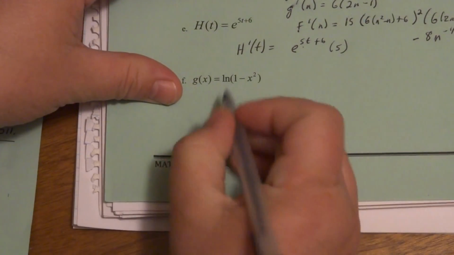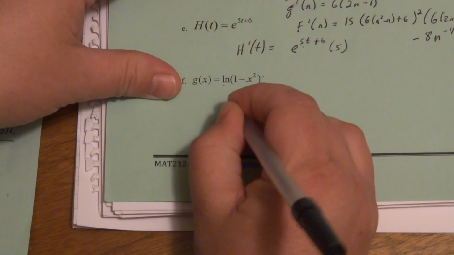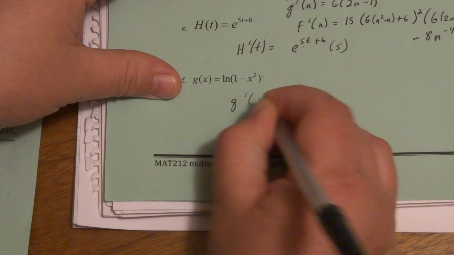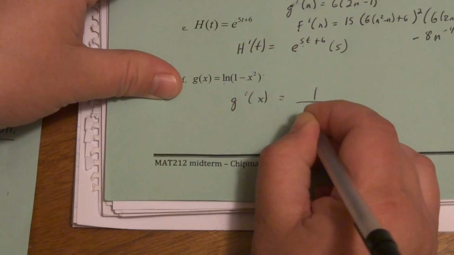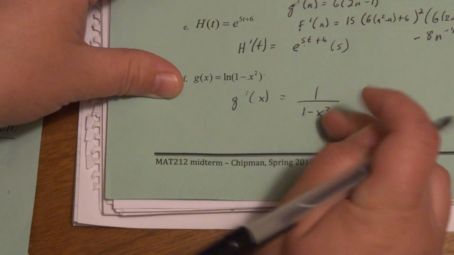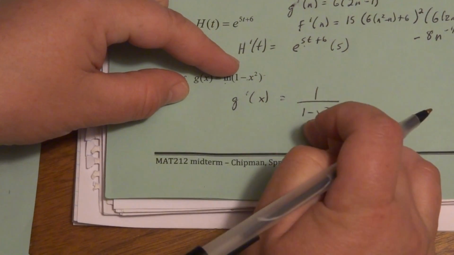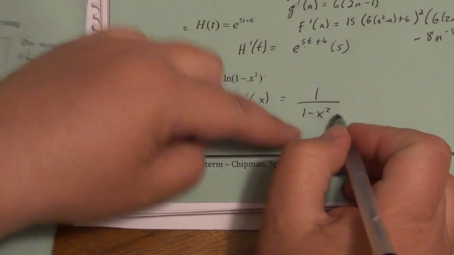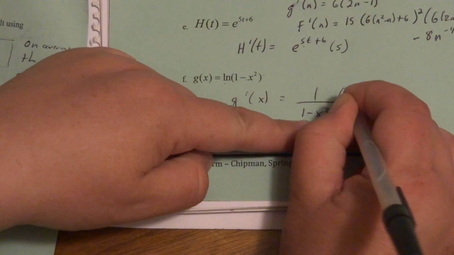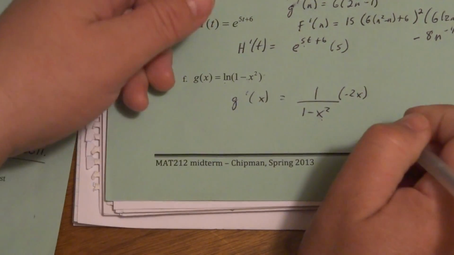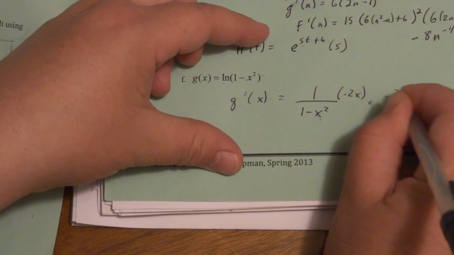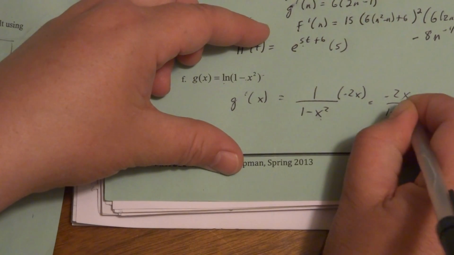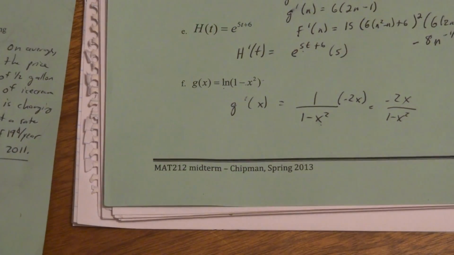And then finally, when we have a natural log of something, we take its derivative. We just put 1 over whatever that is, 1 minus x squared. Then what's the derivative of this? Well, it's negative 2x. So simplify: negative 2x over 1 minus x squared. All right.